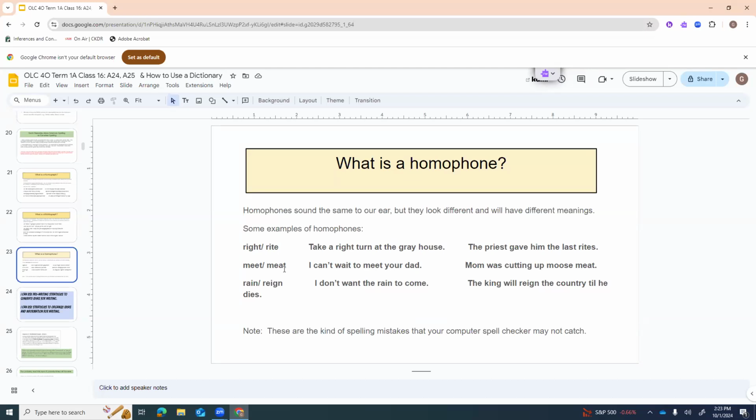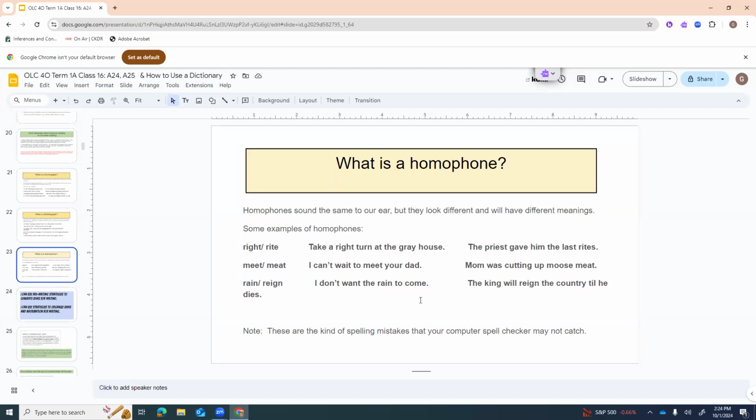Meet, M-E-E-T versus meat, M-E-A-T. The first one is talking about, I can't wait to meet your dad, running into somebody new. Mom was cutting up moose meat. That one is the type that we eat. Rain versus reign. R-A-I-N versus R-E-I-G-N. R-A-I-N is about the water that comes from the sky. I don't want the rain to come. The other one with the E, the king will reign the country till he dies, is talking about ruling the country.